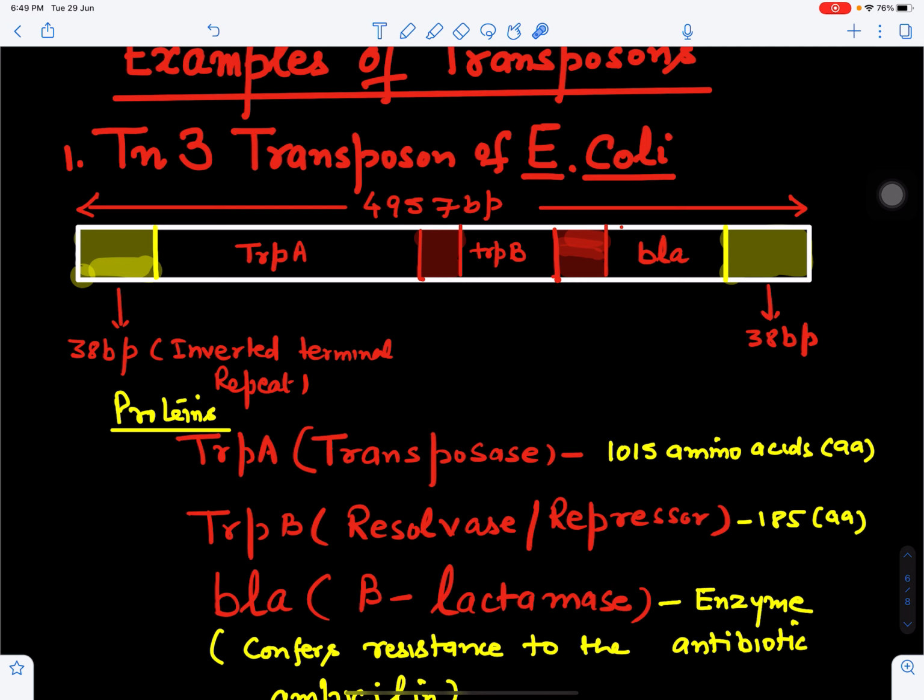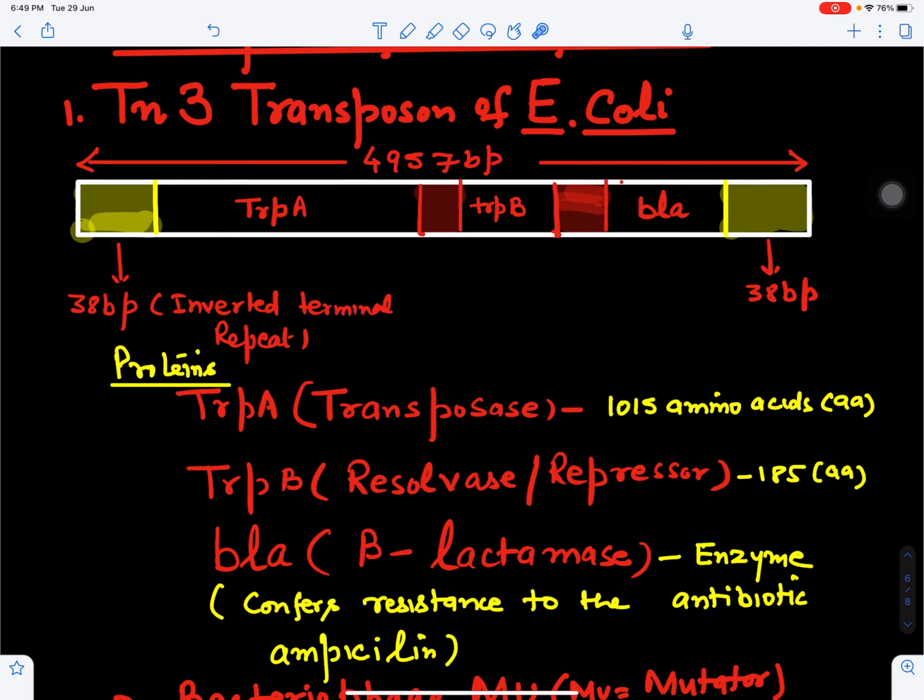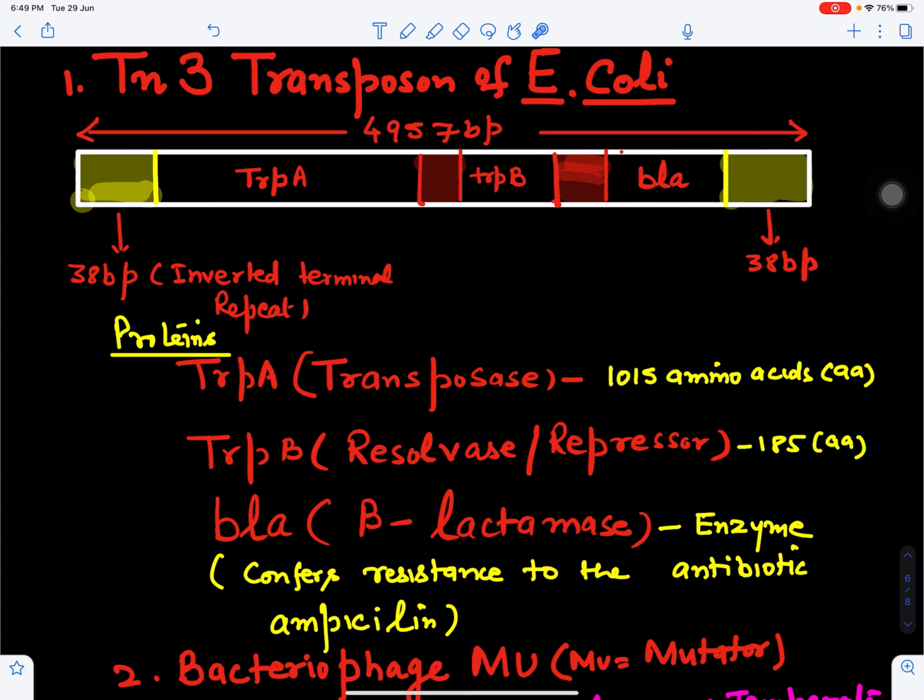Now BLA, beta lactamase, this gene is responsible for conferring resistance to the antibiotic ampicillin. What is the advantage of an antibiotic resistance gene? We are able to identify the genome. This is acting as a marker gene, and this will also provide resistance in the presence of antibiotic. We can grow the culture in the presence of antibiotic ampicillin.